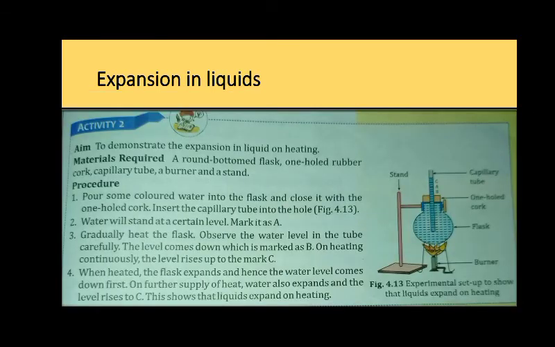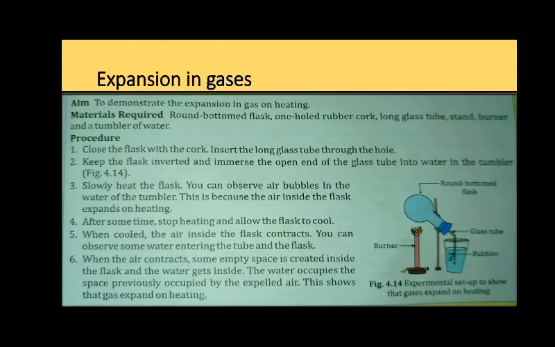Now to show expansion in liquids, we take a round bottom flask, a rubber cork, a capillary tube, a burner and a stand. In the flask, we put some water and we insert this capillary tube inside the flask through a cork. We note the water mark in the tube. Now start heating this water. You will see the water level has risen in the tube. This is because of expansion of water due to heating.